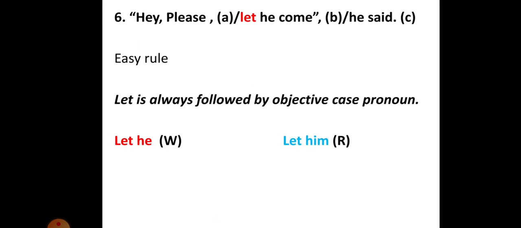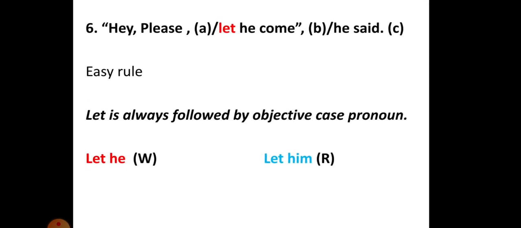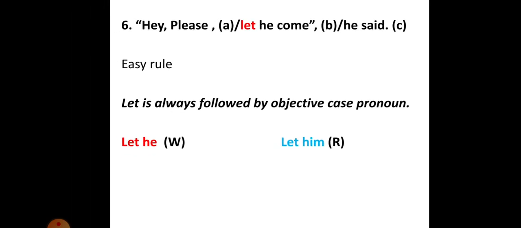Next one. Question number 6. This is an easy rule. Hey, please, let he come. Remember, let is always followed by objective case pronouns, not subjective case. Let he, wrong. It should be let him. Let she, wrong. Let her. Let they, no, let them. Let them, let her, let him, let us. Let is always followed by objective case pronouns.